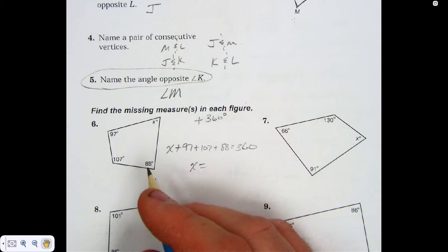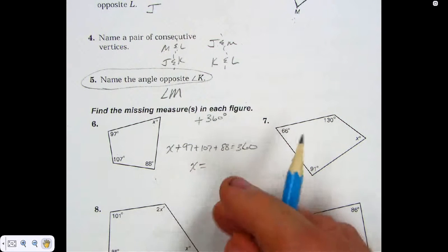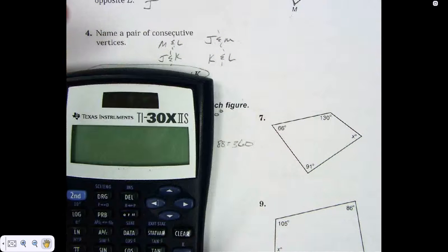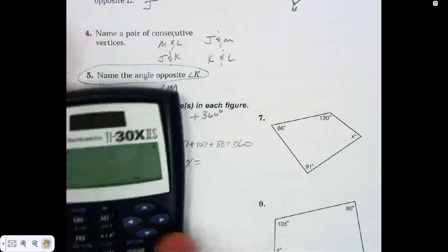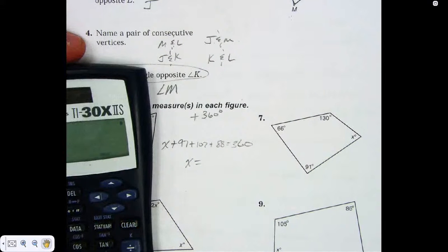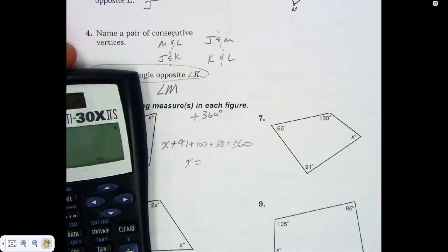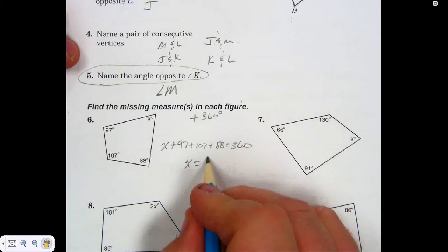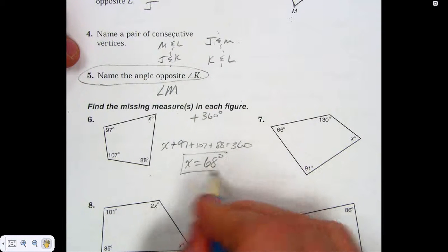When those are added together, what do you get? 292. Is that what you got? Is that what you guys got? When you added them together. I didn't get that either. So, what's left? There's 68 degrees left for x, isn't there?